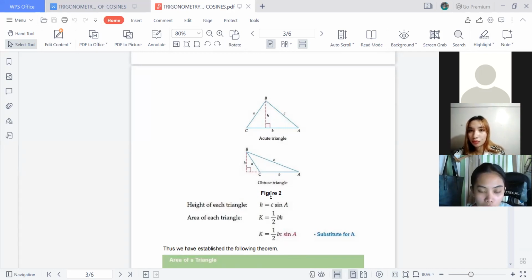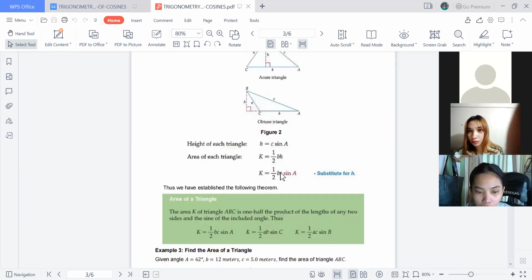Since height of each triangle is c sine A, we will substitute the value of h, which is c sine A. So therefore, the area of a triangle is equal to 1/2 bc sine A. Okay? K equals 1/2 bc sine A. So, ang gagawin nyo lang, half of the product of the two sides, yung angle dito, yung wala dyan, which is sine A. So, we will have, same with sa law of cosine, tatlo din.